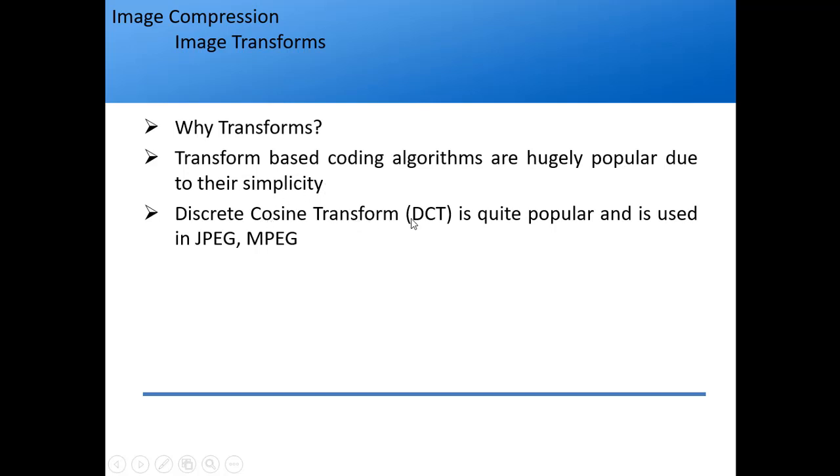So discrete cosine transform, DCT, which is the topic of this lecture, is quite popular and is used in JPEG and MPEG. So what is JPEG? Joint Photographic Experts Group, Motion Photographic Experts Group. As all of you might know, JPEG is the standard for images which we use in our mobiles, etc., and MPEG is the standard for MP4 videos which you use. It is a video compression algorithm. JPEG is an image compression algorithm.